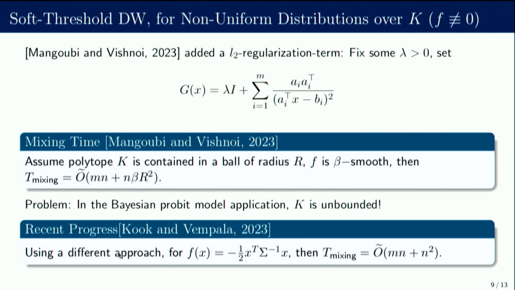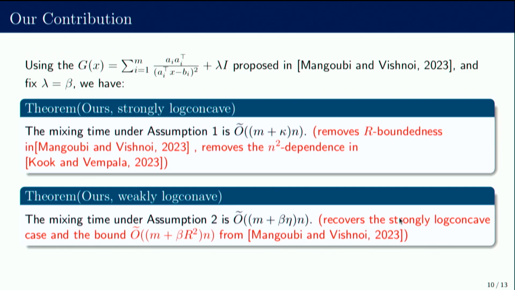And very recently, Cook and Vempala used a different approach. For the special case of quadratic sampling, for f being quadratic, they proved a mixing time of mn plus n squared. Here's our result.